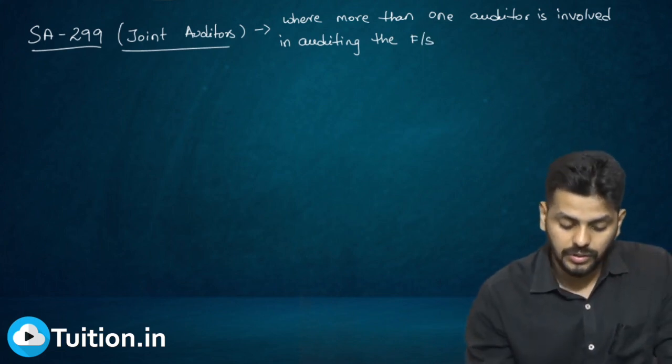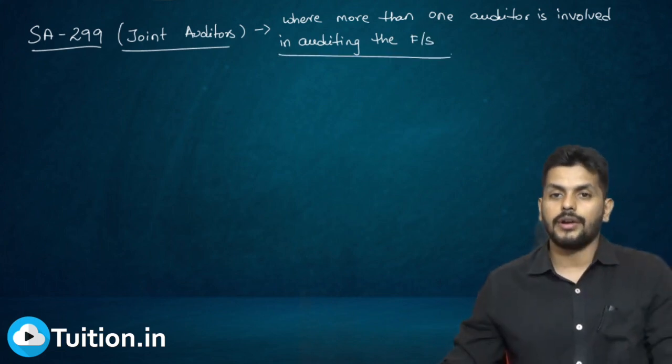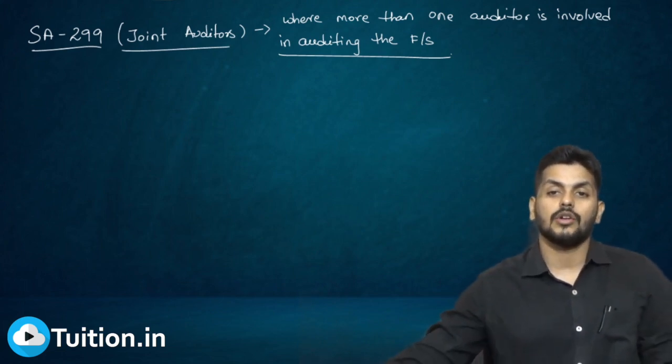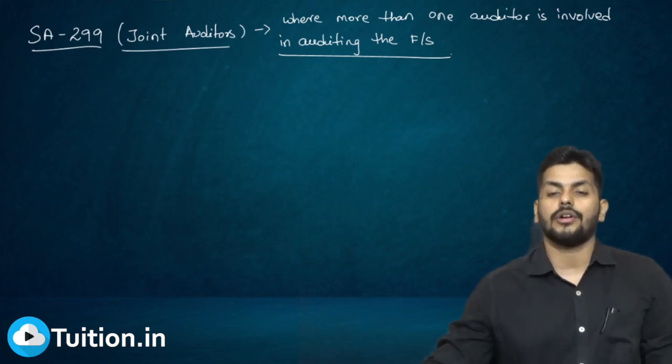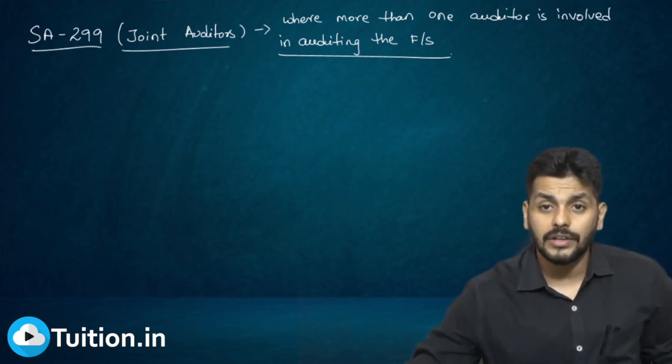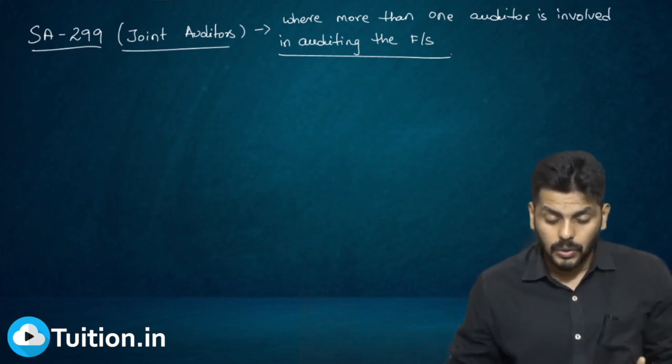That is what relates to a joint audit, where more than one auditor is doing the audit of the same set of financial statements. Then that will only be termed as a joint audit. So you need to understand when and how a joint audit is to be done. First of all, a joint audit, as I told you, is done by more than one joint auditor.